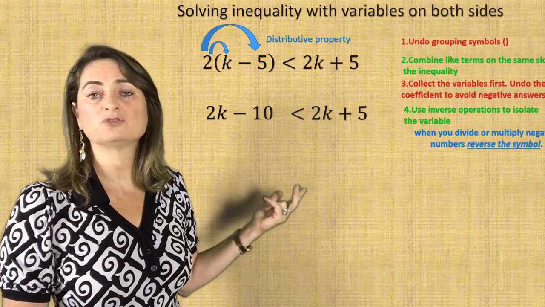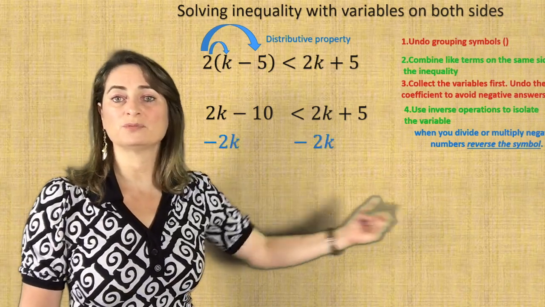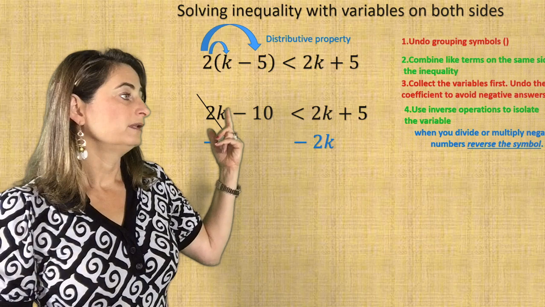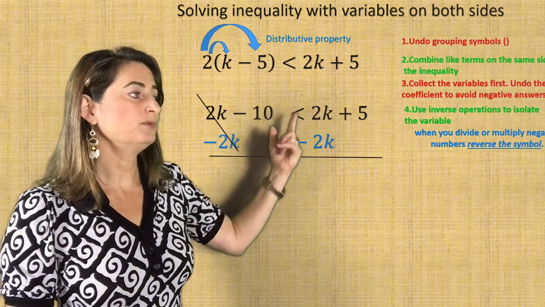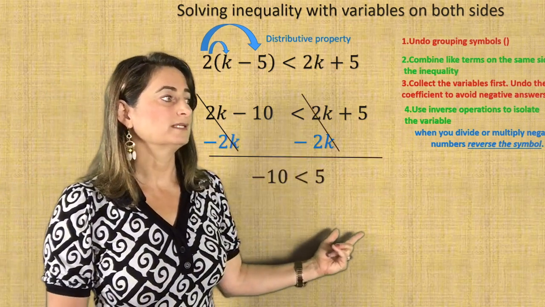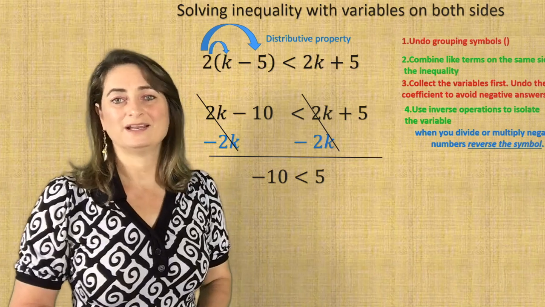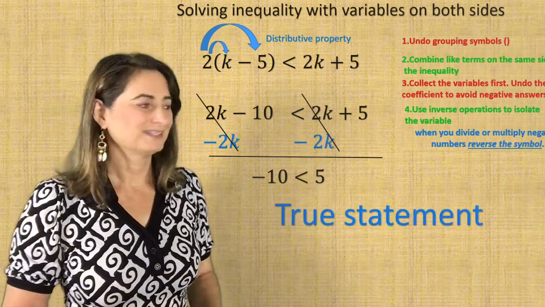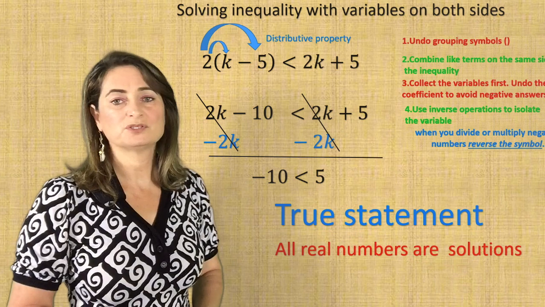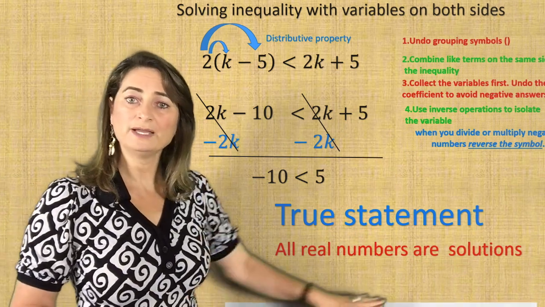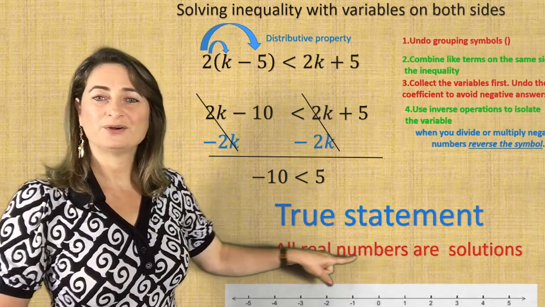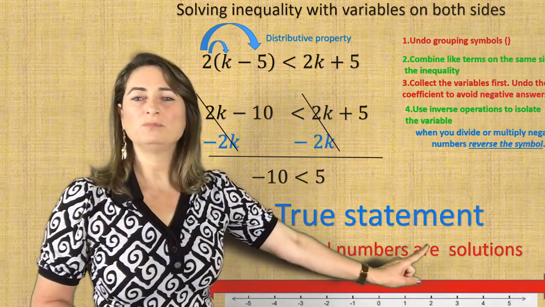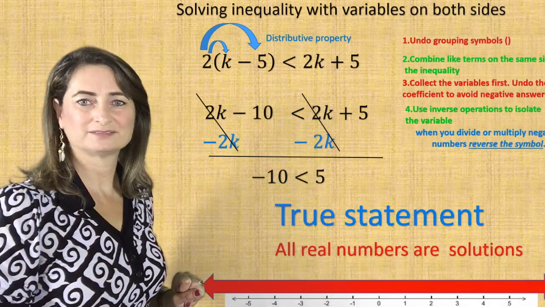So the inverse operation would be to subtract 2k from both sides of the equation. Now 2k minus 2k is 0. Bring the negative 10 down, less than 5. Is that a true statement? Yes, it is, which means all real numbers are a solution. So bring your number line and now draw an arrow going both directions showing all possible real number solutions.